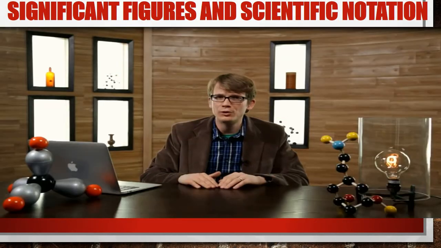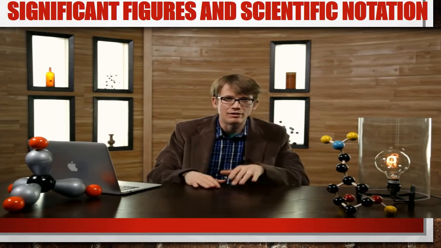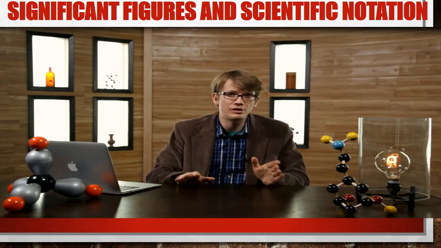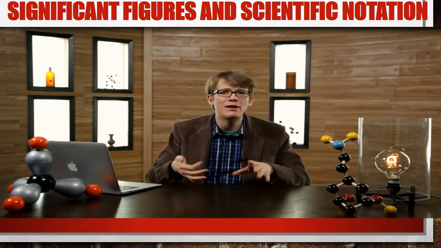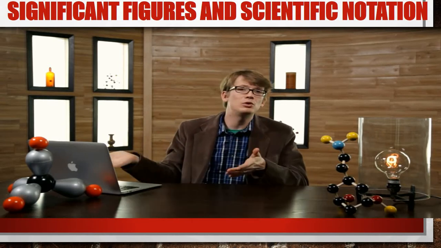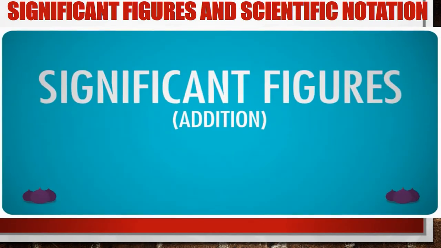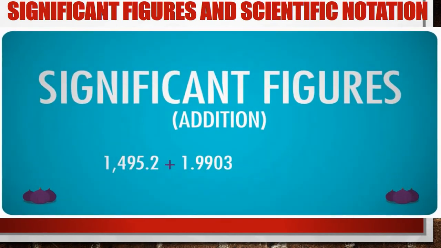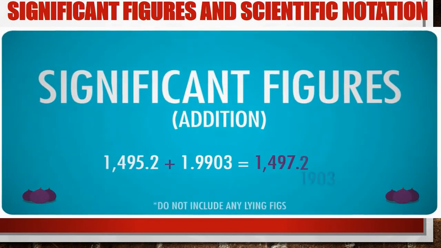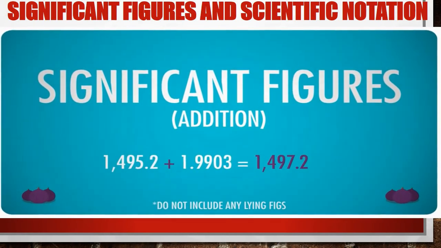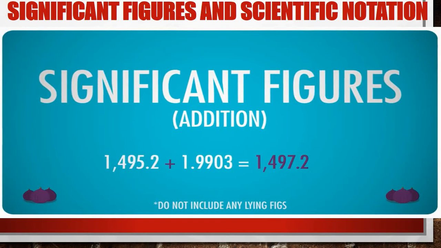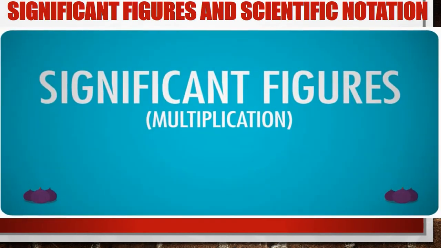Now to the magic of figuring out how many sig figs your answer should have. There are two simple rules for this. If it's addition or subtraction, it's only the number of figures after the decimal point that matters. The number with the fewest figures after the decimal point decides how many figures you can have after the decimal in your answer. So 1495.2 plus 1.9903. You do the math first, you get 1497.1903, and then you round to the first decimal, because that first number only had one figure after the decimal, so you get 1497.2.